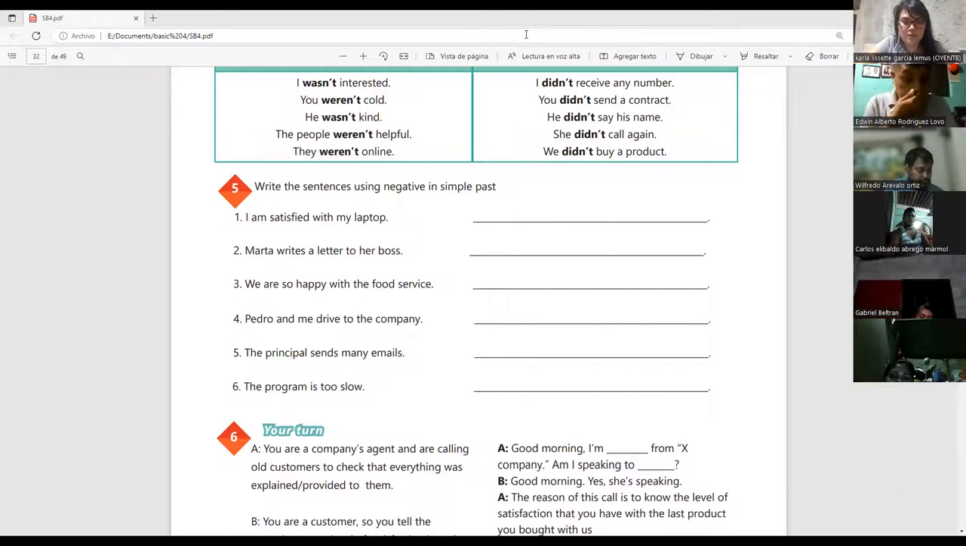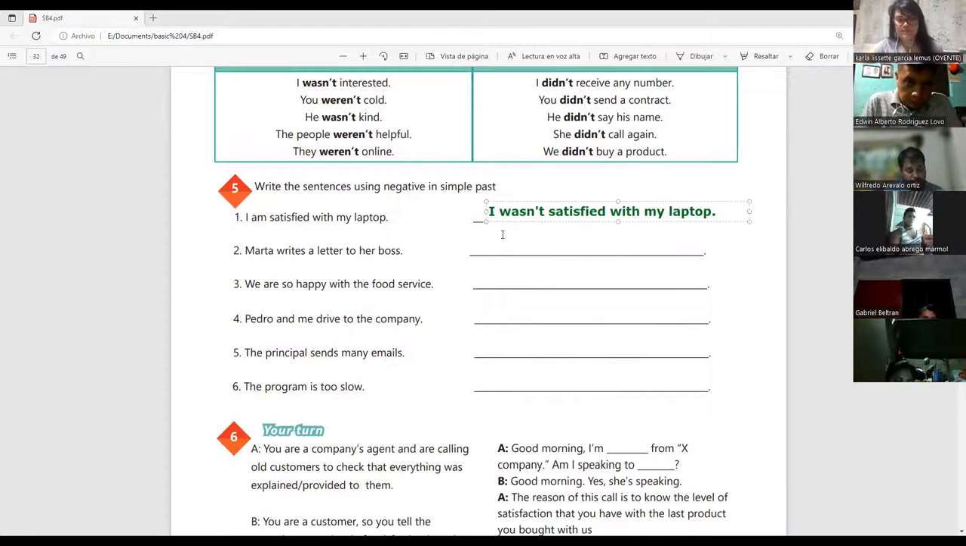Ah, ¿cómo la puso ustedes en su grupo, Carla? I wasn't satisfied with my laptop. Muy bien. Ahora, ese satisfied igual no es, en este caso no es verbo, es un adjetivo, pero la misma regla aplica en pronunciación. Satisfied. All right, so yeah, very good. Thank you. Excellent. I wasn't satisfied with my laptop.